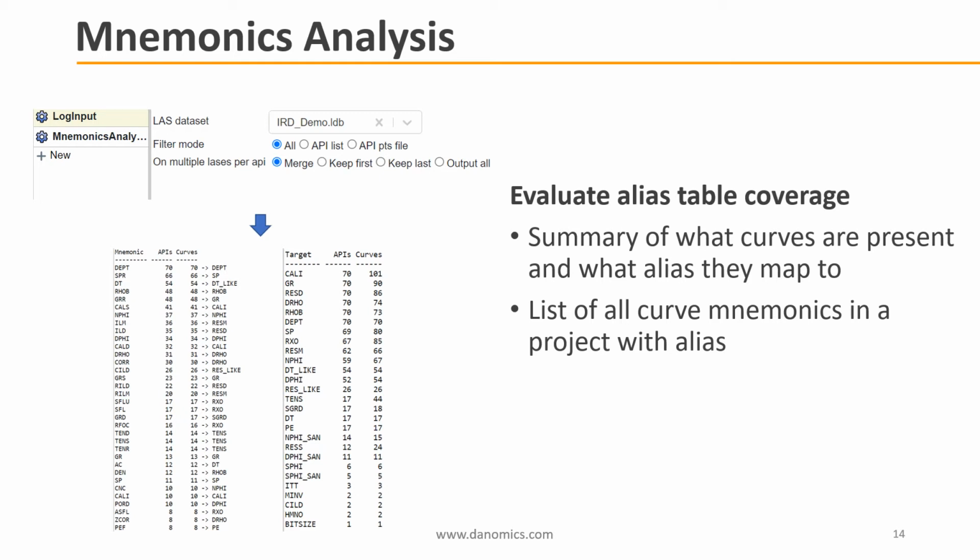Now keep in mind, you're probably not going to capture 100% of the aliases with the default alias table, and that's because some things we just don't alias by default because they're curves that either aren't used in the interpretation or that are quite rare. And second, your company may have some specialized mnemonics, in which case, of course, we're not going to have those in our default alias table, so you can go through and add those. This is a good way to evaluate those, and once again, something that I would encourage you to run on every data set before you start your interpretation.